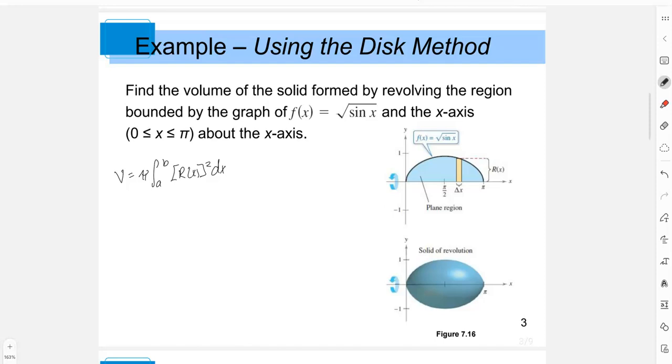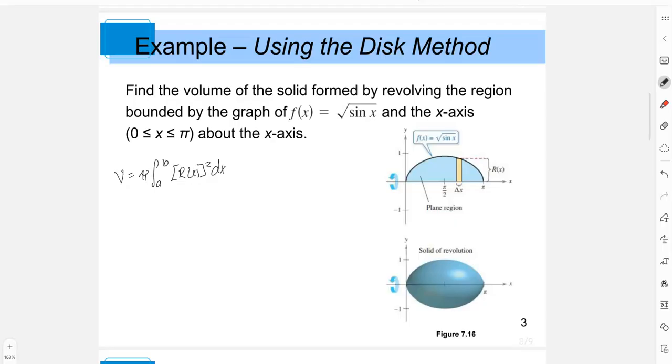In this example, we want to figure out the volume for the solid of revolution. We are going to revolve f of x equals square root sine of x about the x-axis. So if we were to do that, you can see what's going to come out. It's going to look kind of like a football.